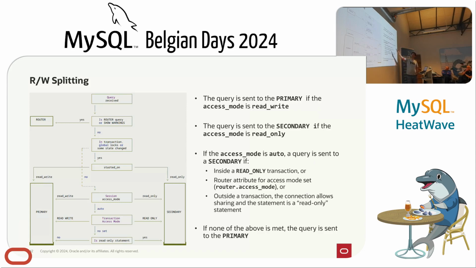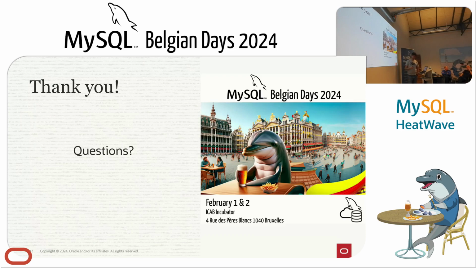If you have the access mode auto, that is the new one, the query will be sent to the secondary if it is inside a read-only transaction, like I showed before, or if you set the router attribute, or, in the last case, that's when router needs to understand if this is a select, this is an insert, etc. And in that case, it will decide whether the query should go to the read-only destination. If none of the above is met, the query will go to the primary. And that's it. I'm going to leave it here. I don't have much more time.